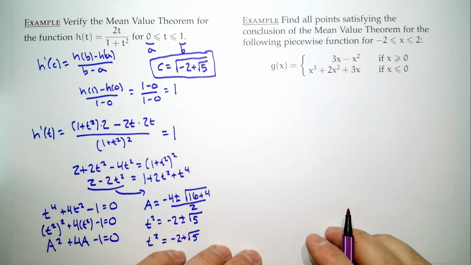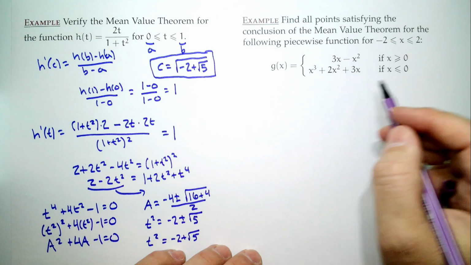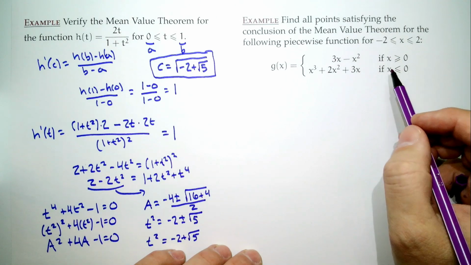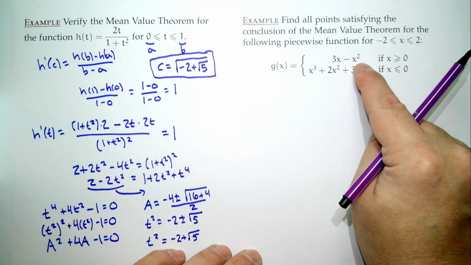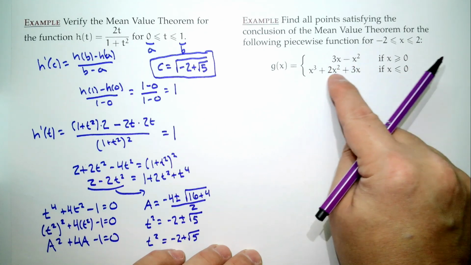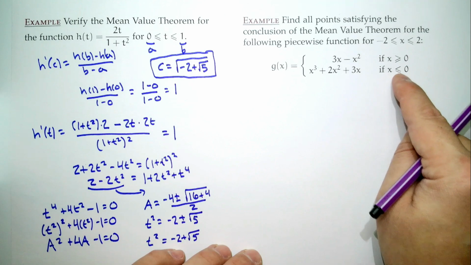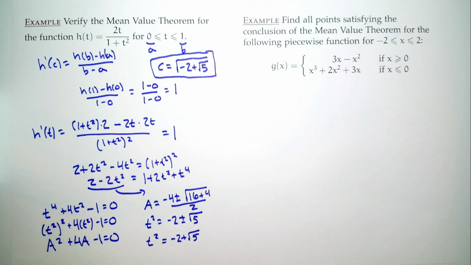So we need to check continuity. The way you check continuity is we see what happens at 0. When we plug 0 in, we'll get 0 minus 0 squared, which is 0. And here we'll get 0 plus 0 plus 0, which is 0. So the pieces line up. It's still not enough to be differentiable.